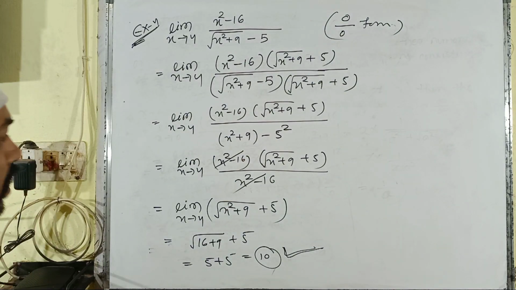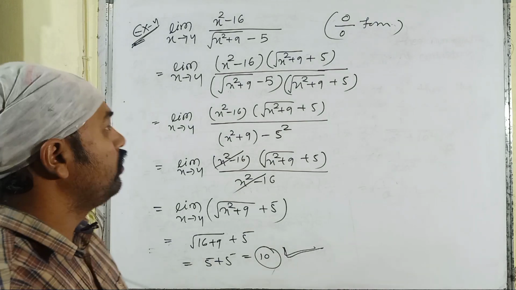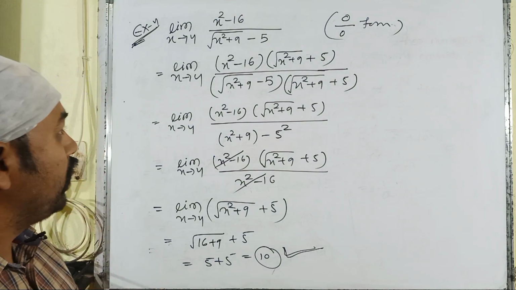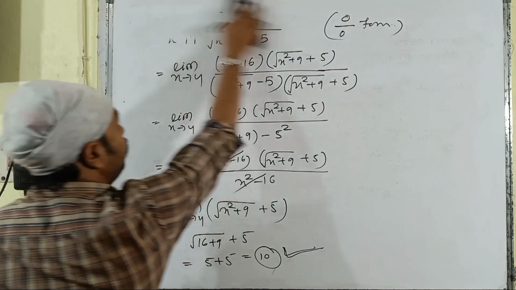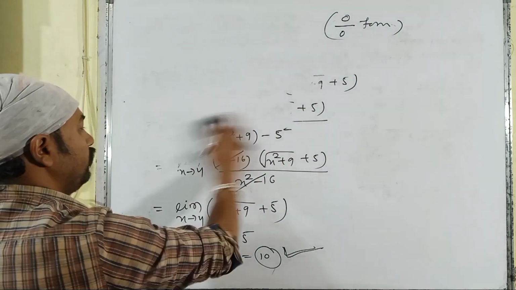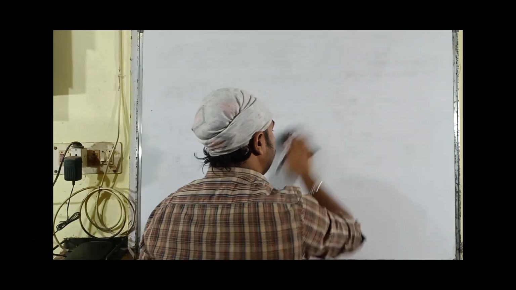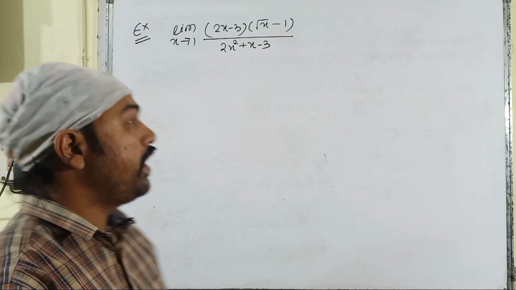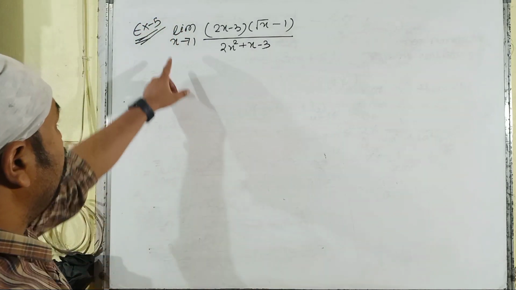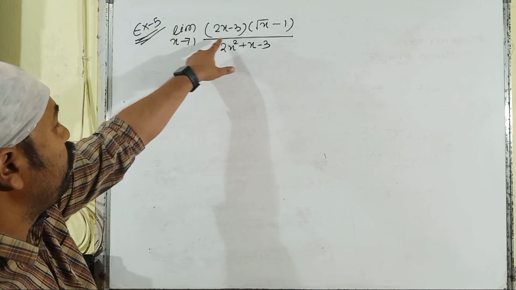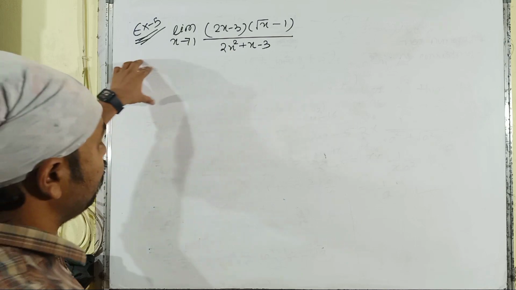So here we have solved problem number 4, or you can say example number 4. Then coming to example number 5, which is again based upon the rationalization method. Limit x tends to 1, 2x minus 3 multiplied with the square root of x minus 1 divided by 2x square plus x minus 3.